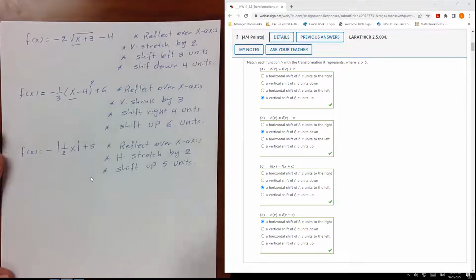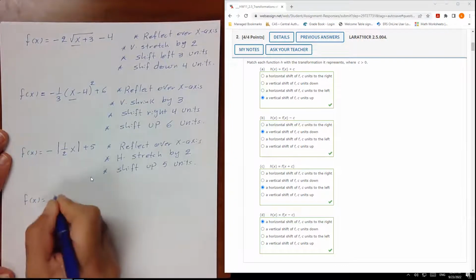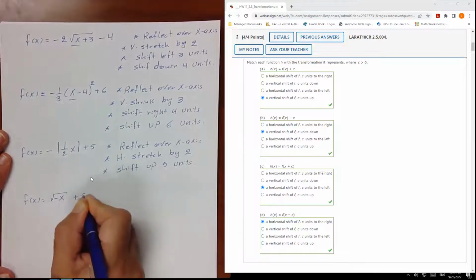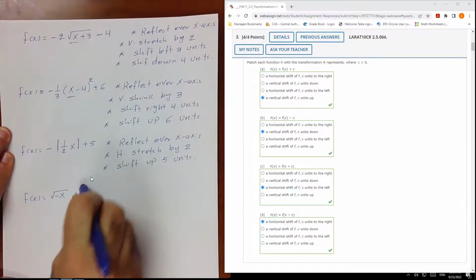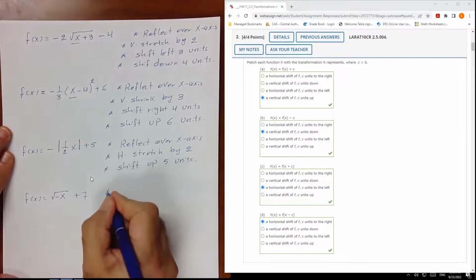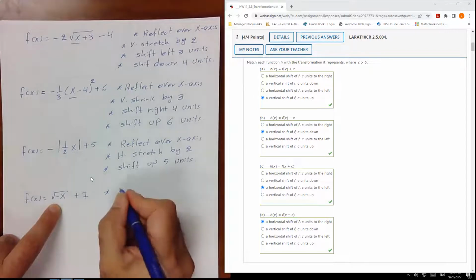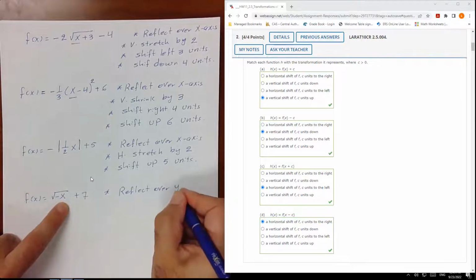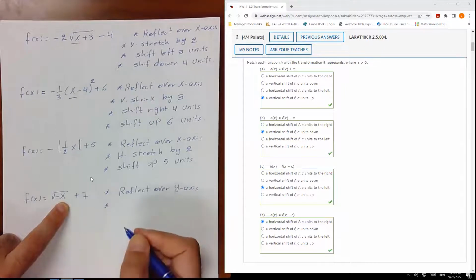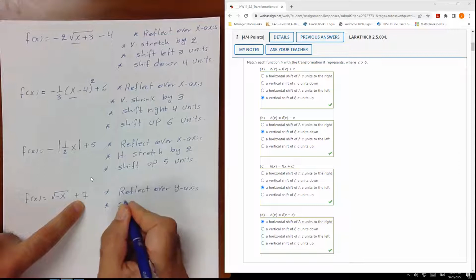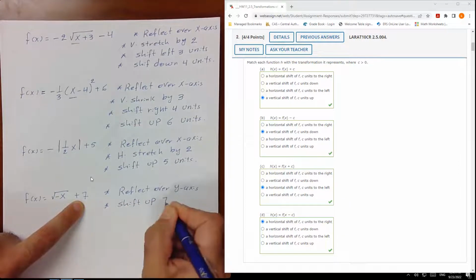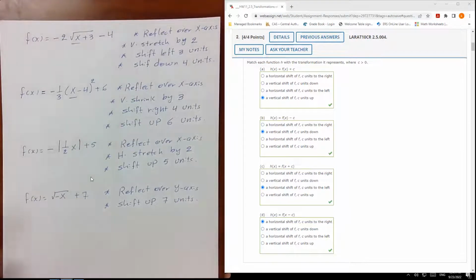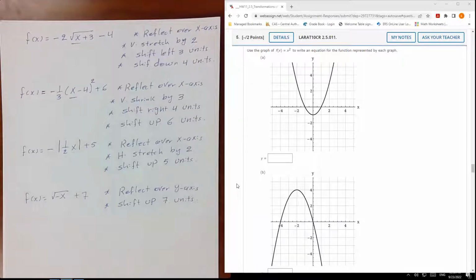Let's do one more. If you have f of x equals square root of negative x, plus 7. That means negative sign inside the basic function. So now it's reflect over y-axis. Second technique, plus 7 is going to be shift up 7 units. That's it for this example. So next example, example 5, then we're going to go back to example 3.